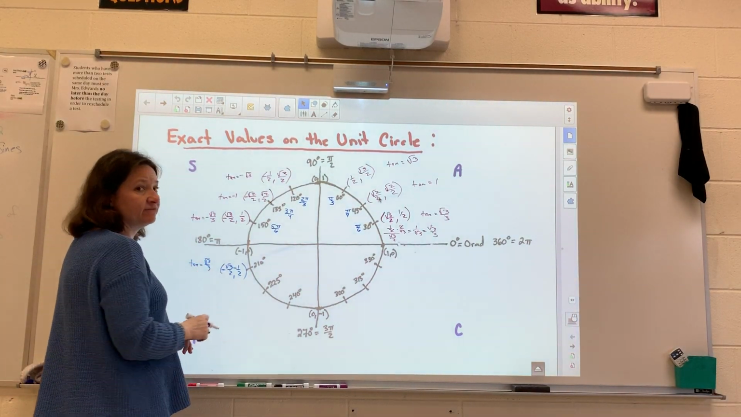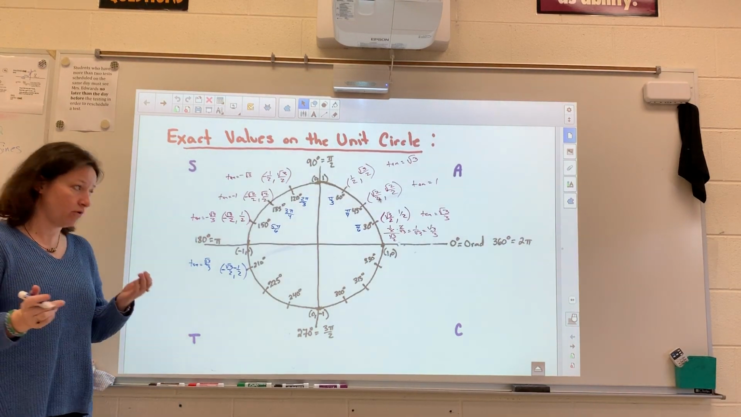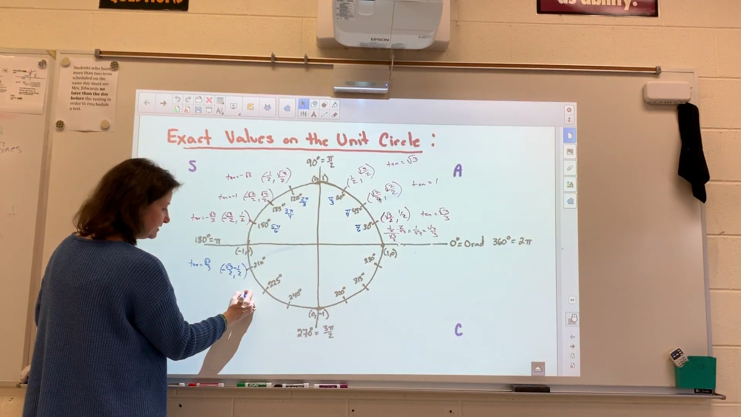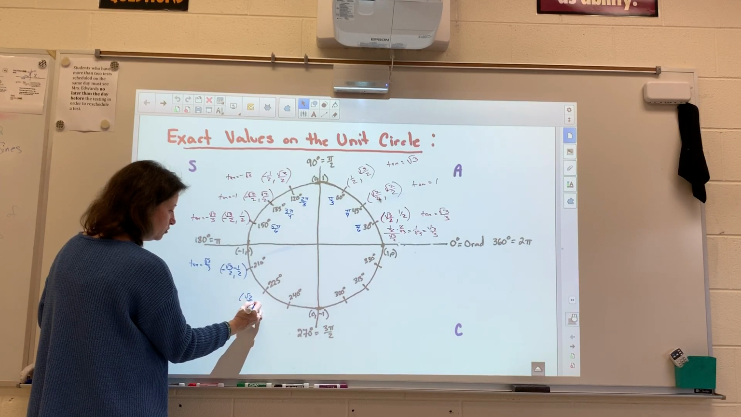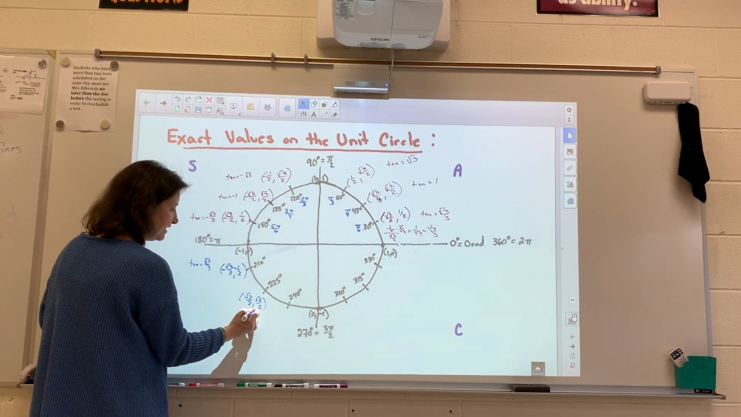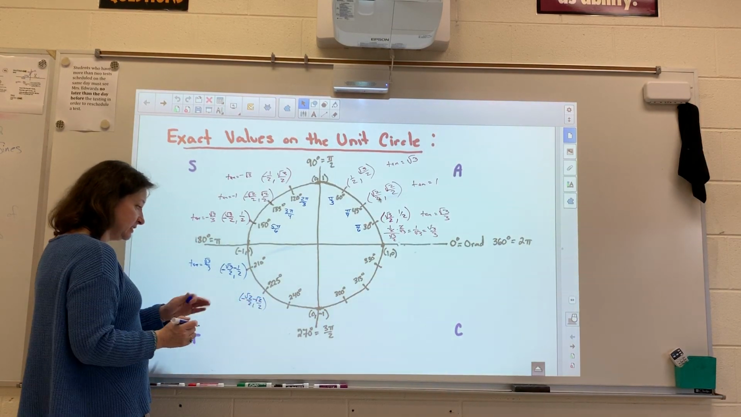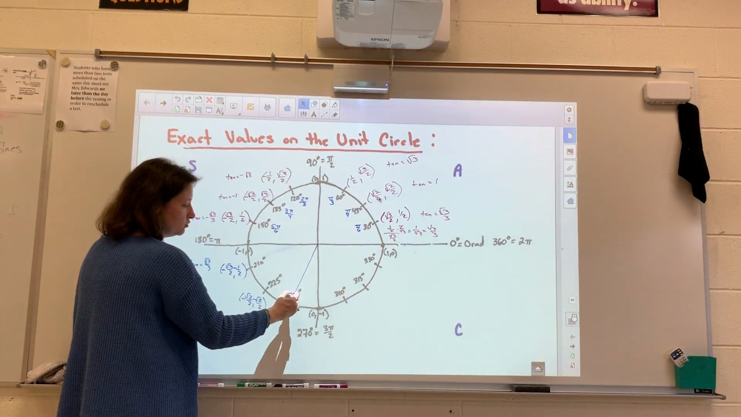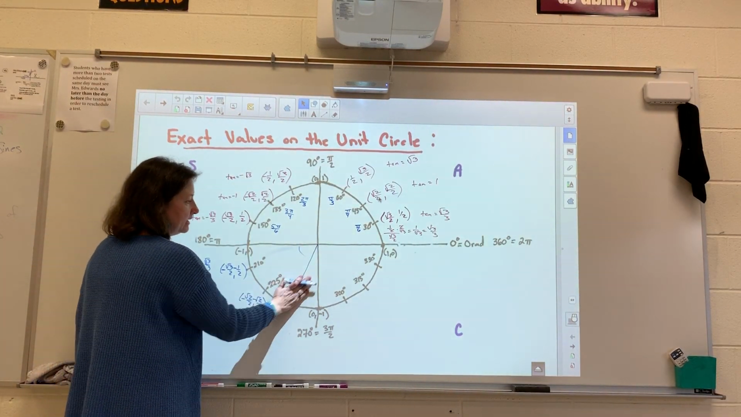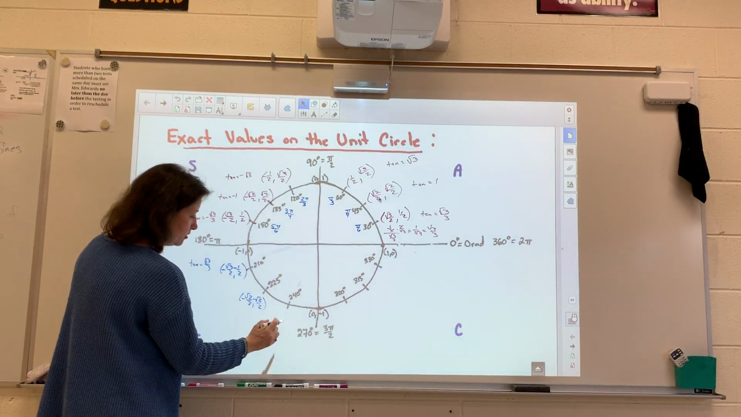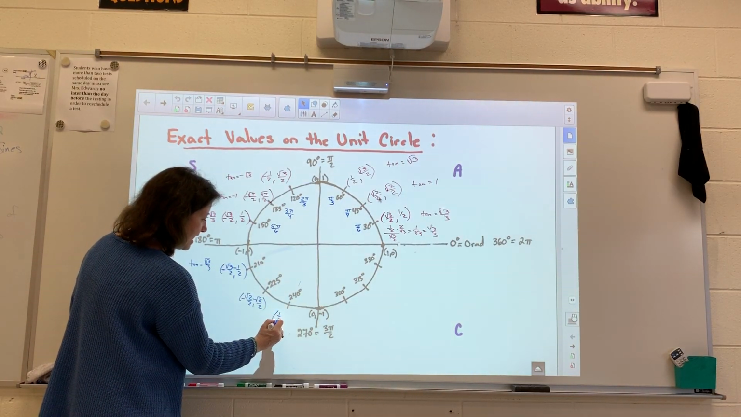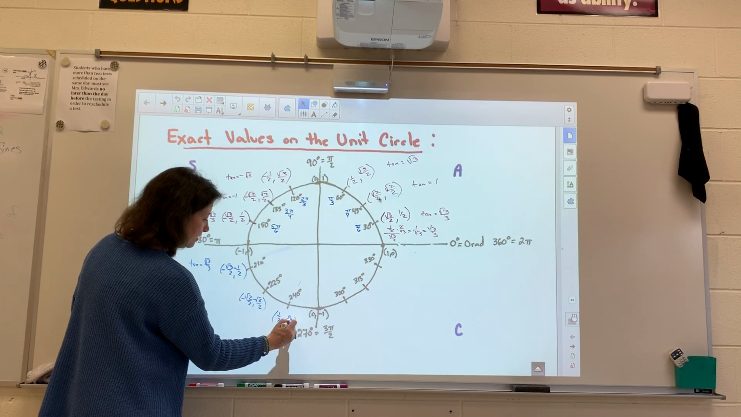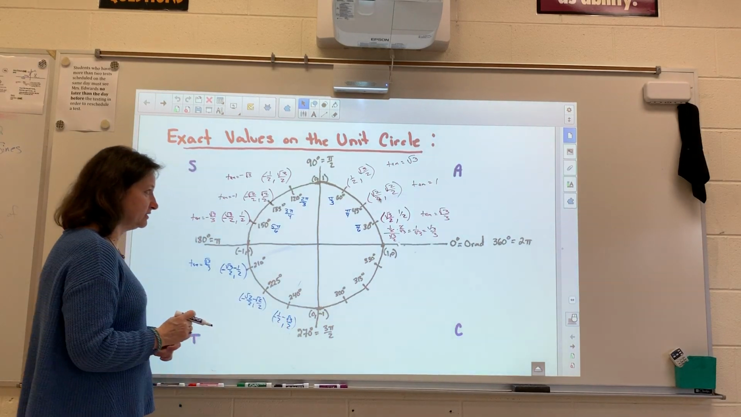What's 225's reference angle? 45 degrees. So that's going to be root 2 over 2, root 2 over 2. Who's going to be negative? X and Y, but tangent will be positive. What's the reference angle for 240? How far is 240 past 180? 60. So we know it's going to be 1/2, root 3 over 2, and they're both negative, and tangent's positive.